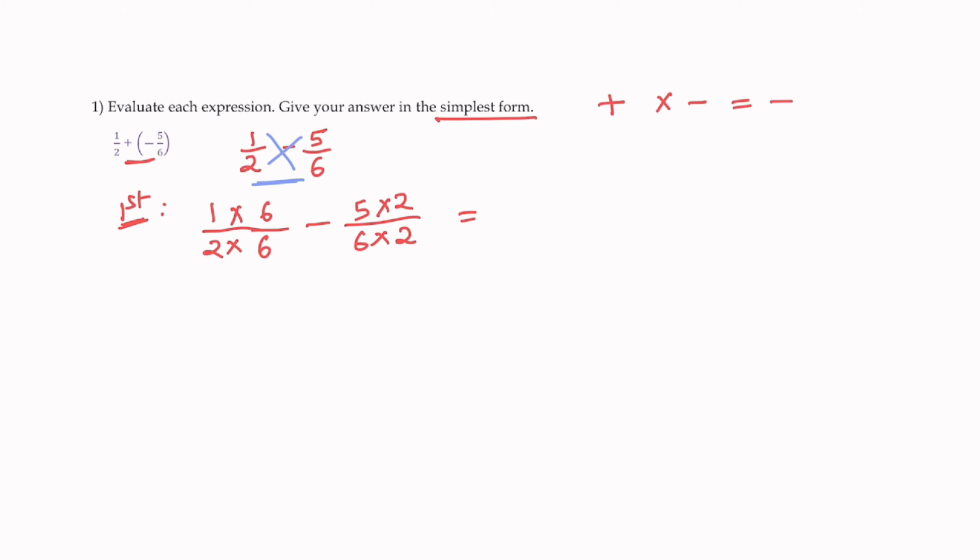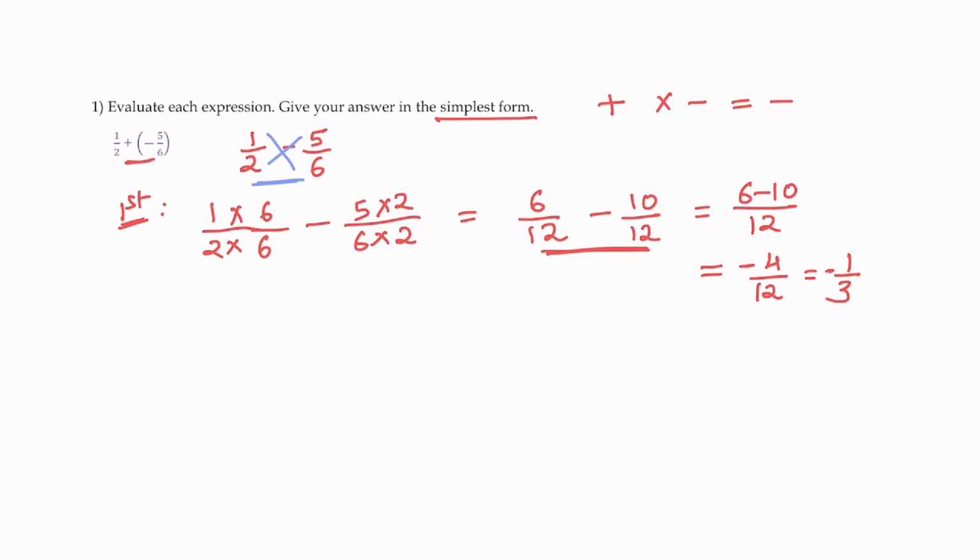This turns out to be 6 over 12 minus 10 over 12, which is equal to. Now we see our denominators are the same and hence we can do subtraction. So this becomes 6 minus 10 over 12. This is how I can write it as they have the same denominator. And this turns out to be minus 4 over 12, which further simplified gives me minus 1 over 3, because to reach 12 from 4, you need to multiply by 3. And that's your final answer.